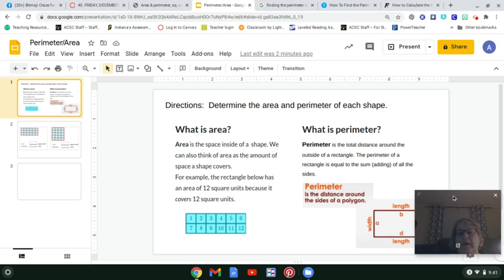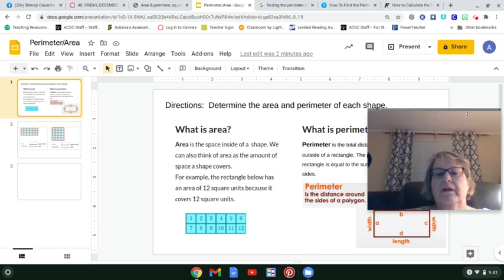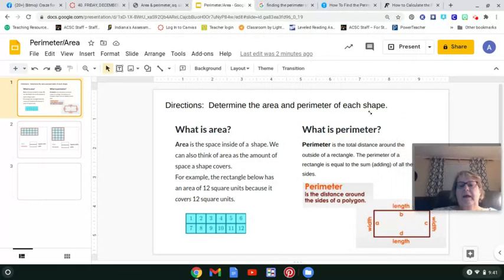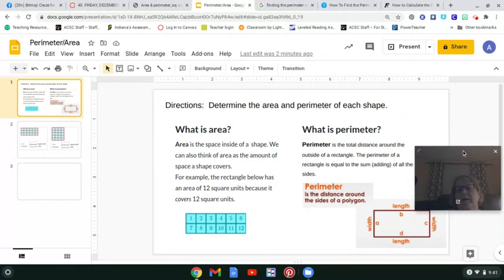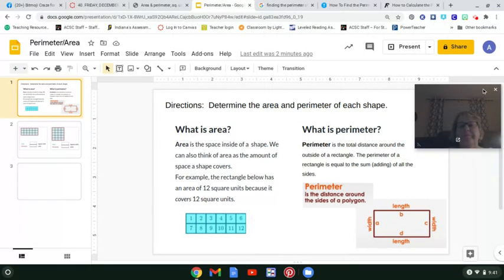Hello. I would like to give you another little lesson on perimeter and area. So I'm trying to move. There we go.